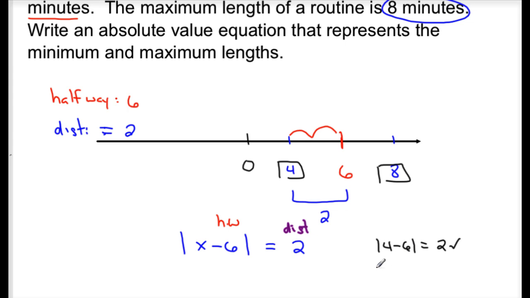My second equation is the absolute value. I'm going to substitute the 8 in. 8 minus 6. 8 minus 6 is 2. The absolute value of 2 is 2.